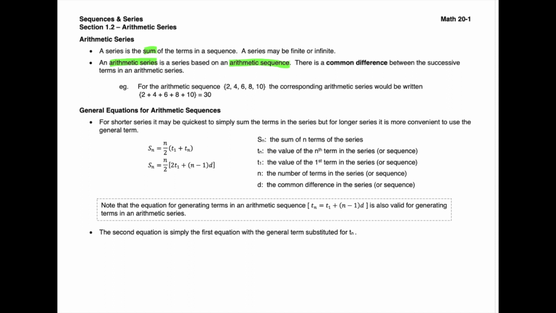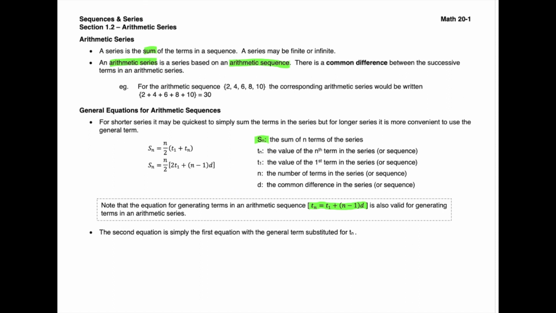In terms of your variables, the tn is the same as it was with the sequences. The tn equals t1 plus n minus 1 times d, that's the general term for your sequences. That also applies to all of these as well, and the variables are the same. So tn is the value of the nth term, t1 is the value of the first term, n is the number of terms, and d is the common difference, which will always be there in the arithmetic sequences and series. What we're introducing now is this Sn term, which is the sum of a number of terms. So if you want the sum of the first 10 terms, this would be S10. The sum of the first 20 terms, S20, and on from there.